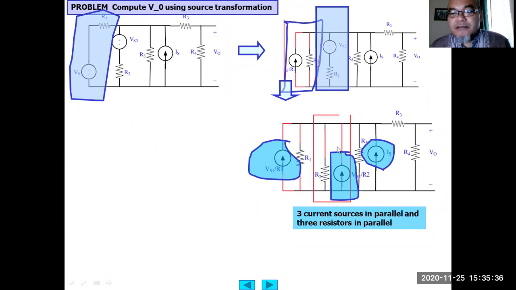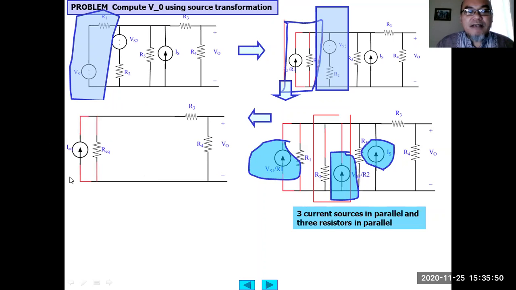Okay, but it can be further combined, the current source with the other current source in parallel here, Is, and the resistor in parallel R5 can also be combined with R1 and R2. So this becomes a single equivalent current source with an equivalent parallel resistor, now in series with R3 and R4. So to calculate the output, there are two options. First, we can use the current divider formula. Now it is simple enough already to use the current divider formula.